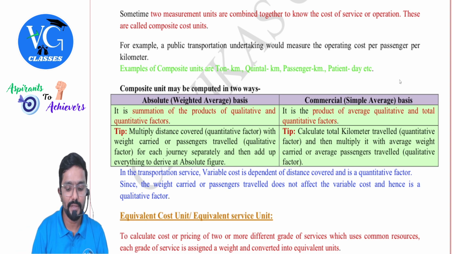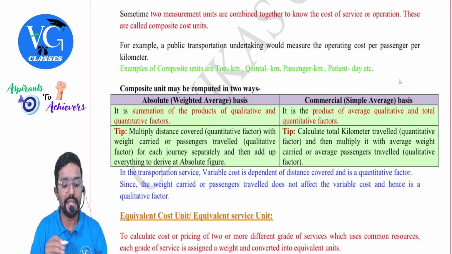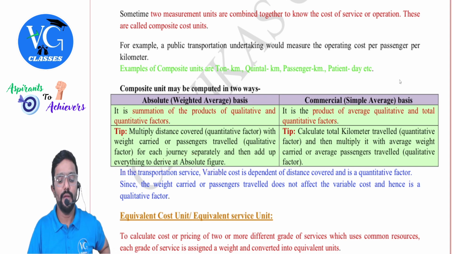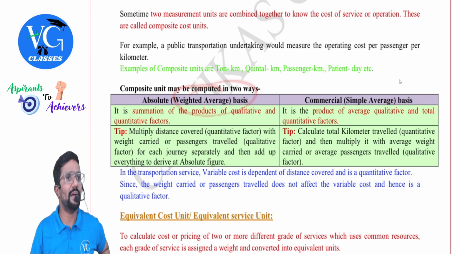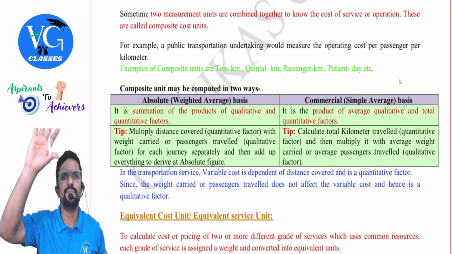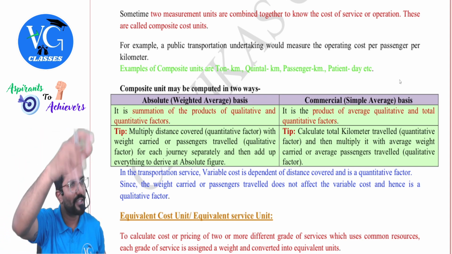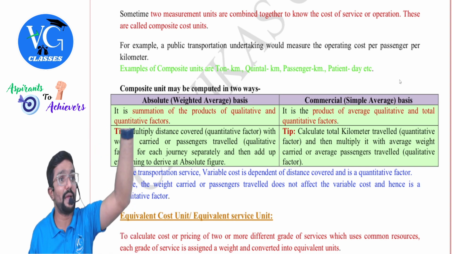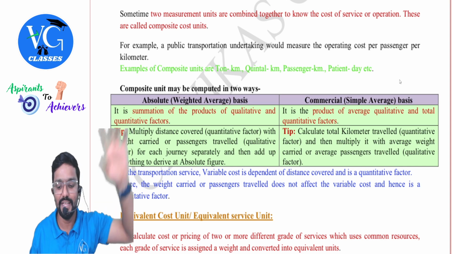I have given the tip also here. Multiply distance covered, that is the quantitative factor, with weight carried in case of goods transportation, whereas if it is passengers, with the number of passengers. You multiply both for each journey, then you add up everything. What do you get back? Weighted average. Guys, very simple. Even in your store ledger we discussed it. Even in FM, you have something called weighted average cost of capital, WACC.